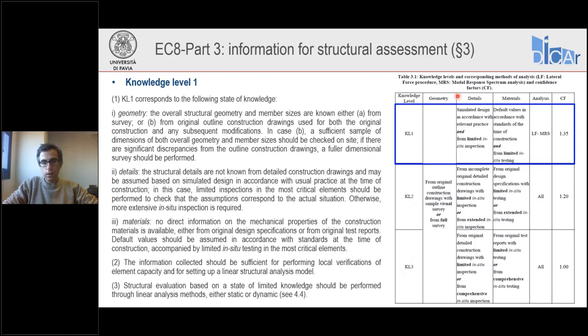Regarding the inspection of the details, Eurocode 8 is asking you to perform a simulated design and also to perform limited in-situ inspections. Regarding the materials, you have to use some default values in accordance with the standard of the time, even though no indication is given by Eurocode 8 on these default values. And you have to perform also some limited in-situ testing. You have to use only linear methods and apply a confidence factor of 1.35.